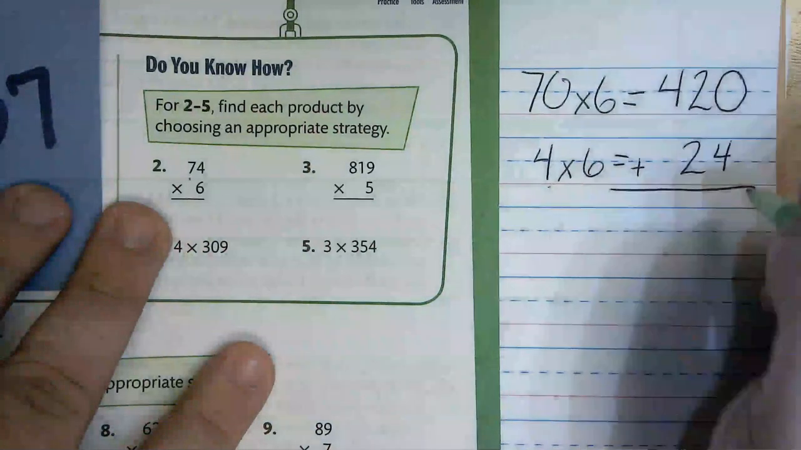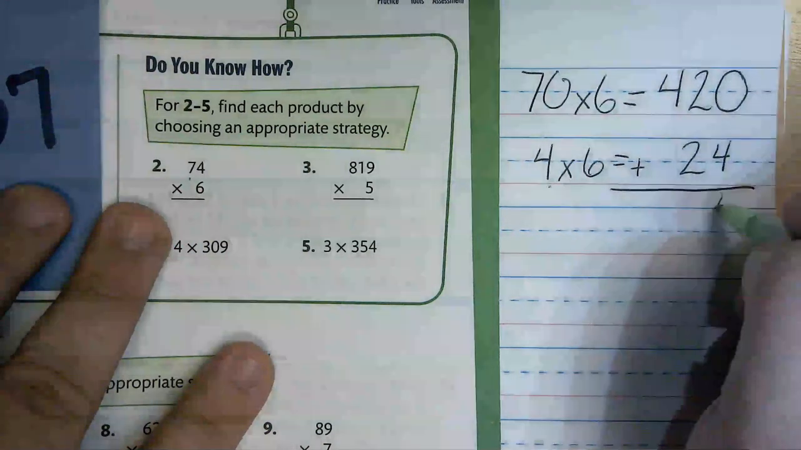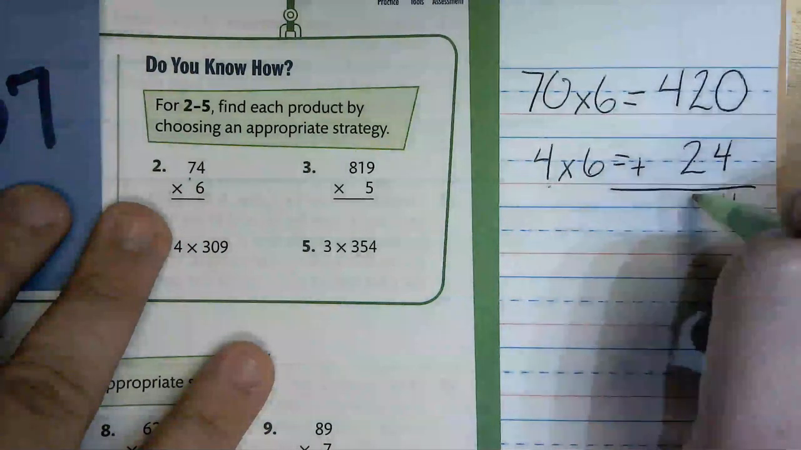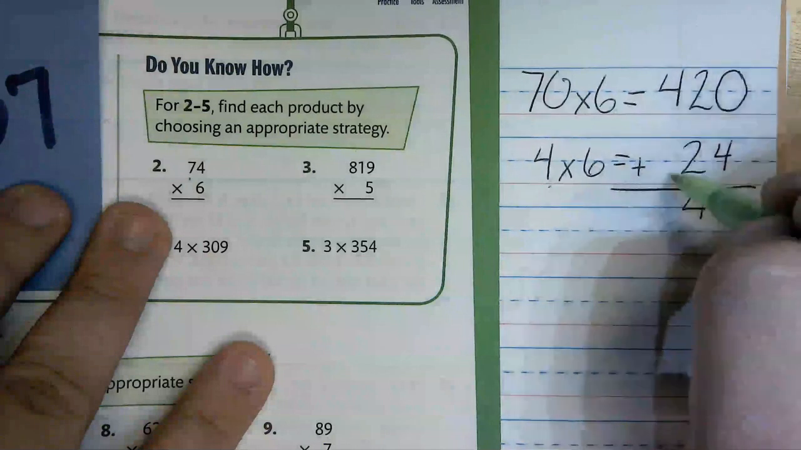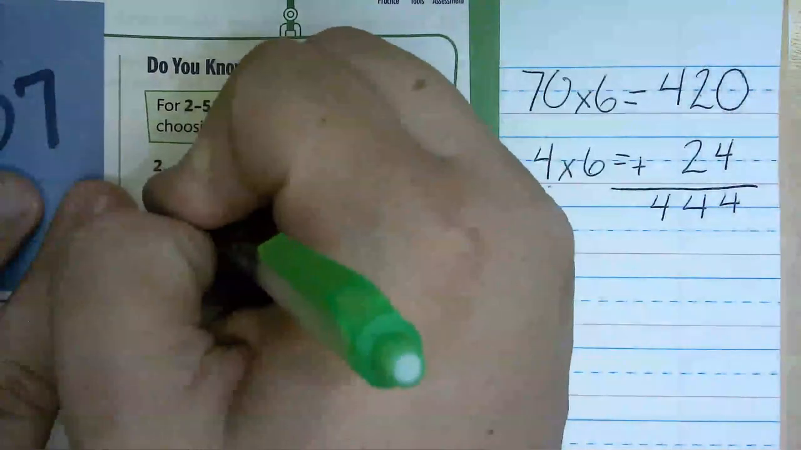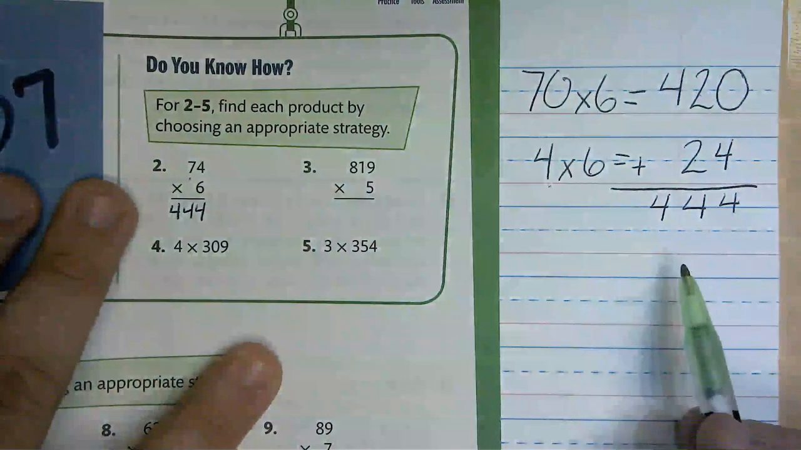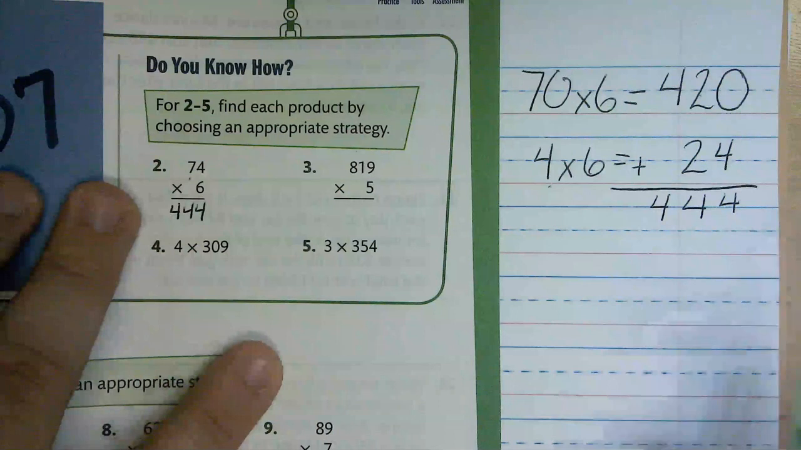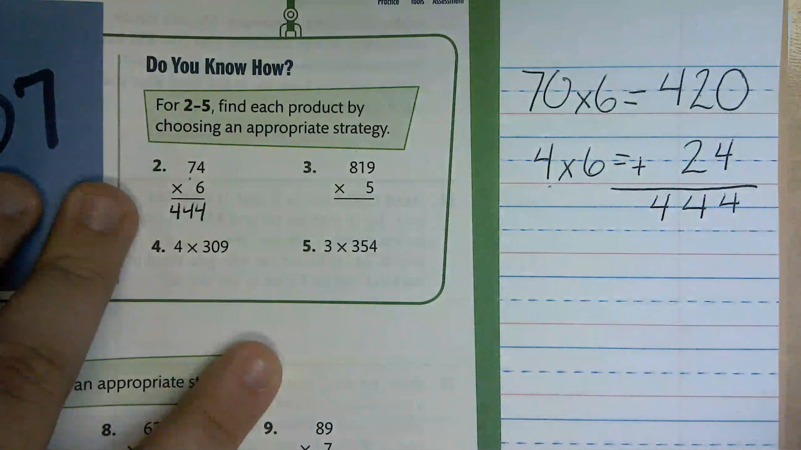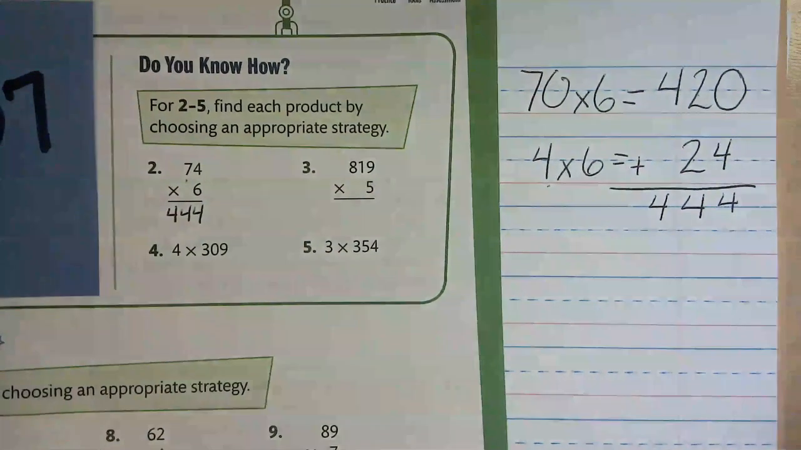Now that I've done all that, I can add it up. 0 plus 4 is 4. 2 plus 2 is 4. And then 4 plus 0 is 4. So 74 times 6 is 444. And just like that, I've shown my work on here. And so if this was a test, I might ask my teacher if they want me to rip this out of my notebook and turn it in with it just so they can see my work, or maybe I just won't.